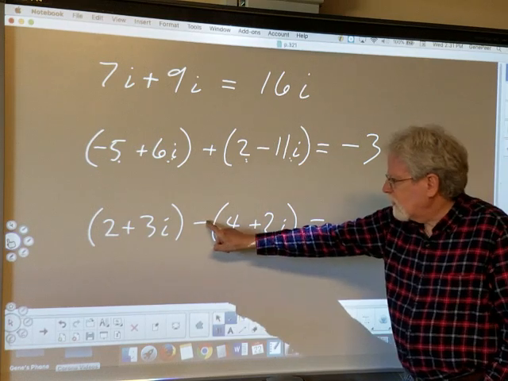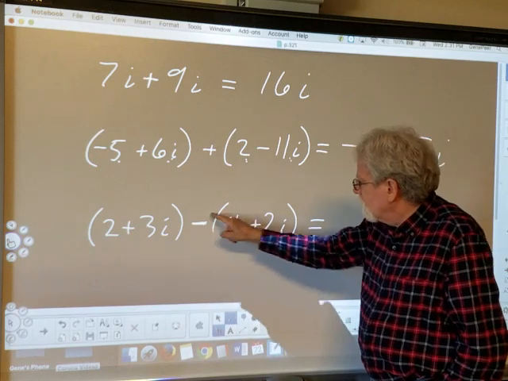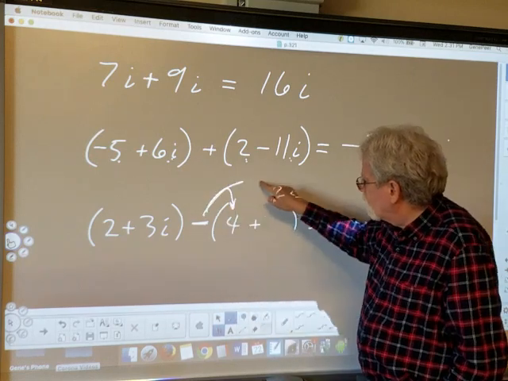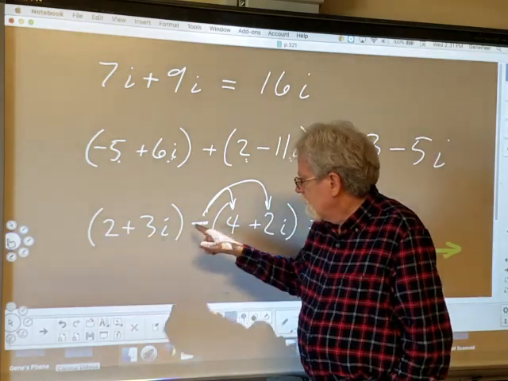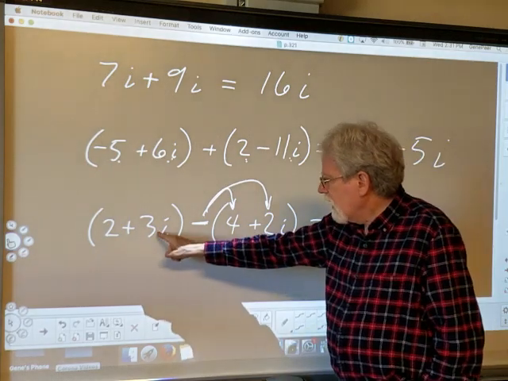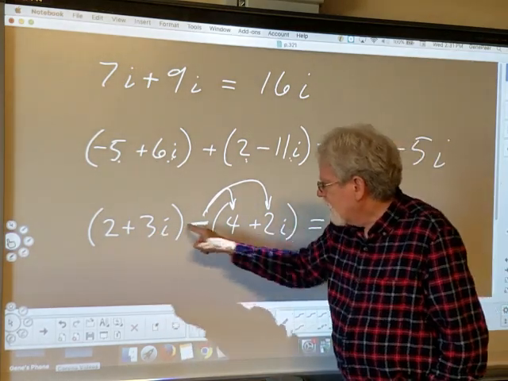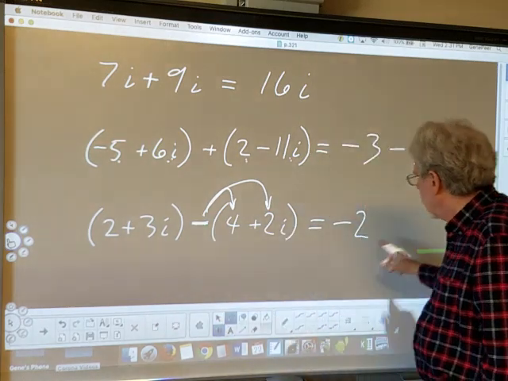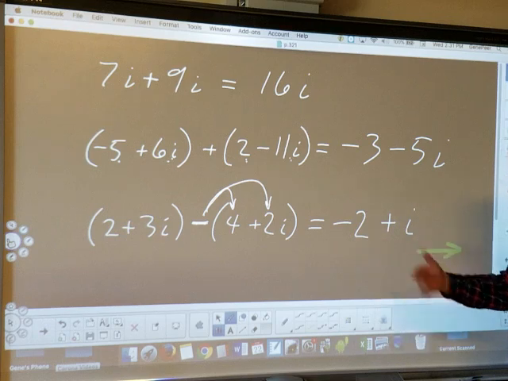Here, watch out with subtraction. I have caught some of you messing up on subtraction. What are we subtracting? We're subtracting the 4. We're also subtracting the 2i. So I have 2 minus 4 is -2. And I have 3i minus 2i. 3i minus 2i gives me 1i, better written as just plain i. And I have complex standard form.